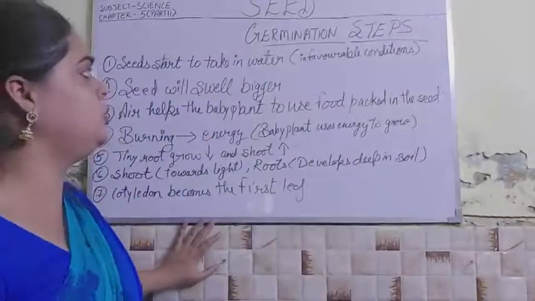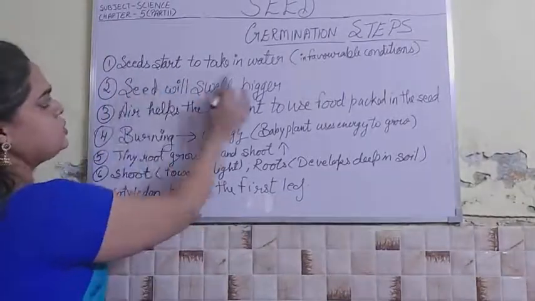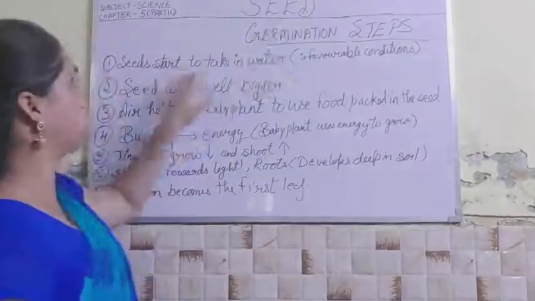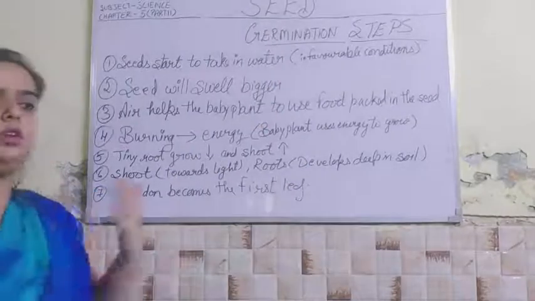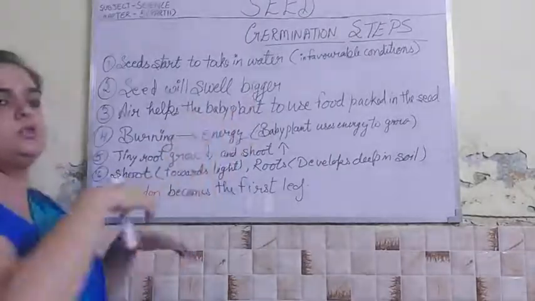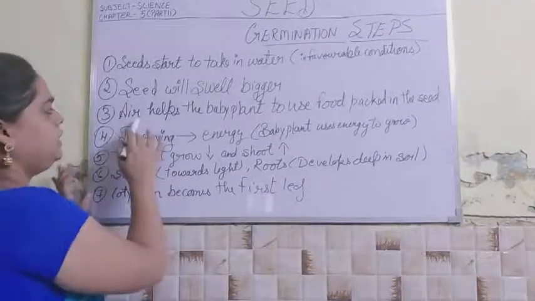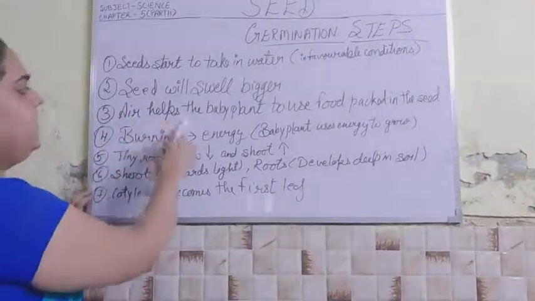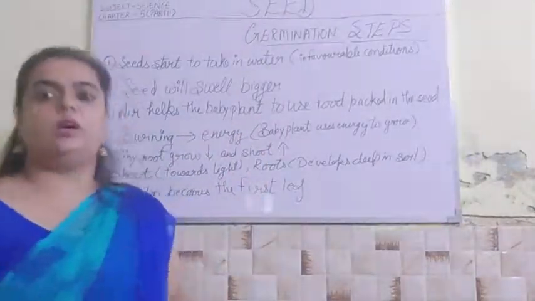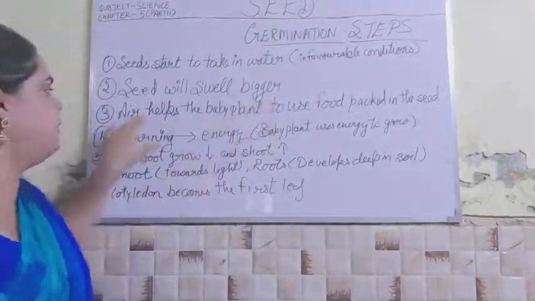Children, let us look at the steps of germination. The first step is the seed starts to take in water. When the conditions are favorable, the seeds will start to take in water. When the seed takes in water, what will happen? The seed will swell bigger, and it will allow the air to enter. Then the air helps the baby plant to use the food packed in the seed, with the help of air.